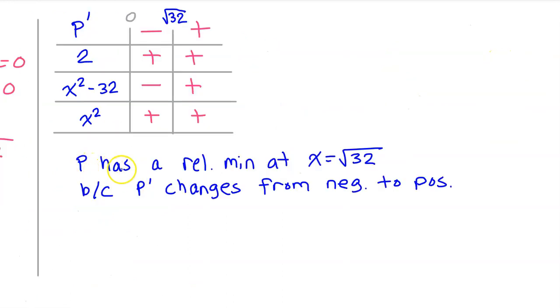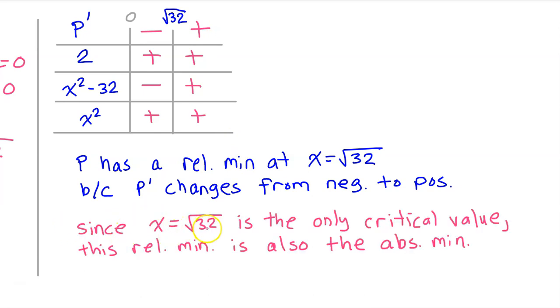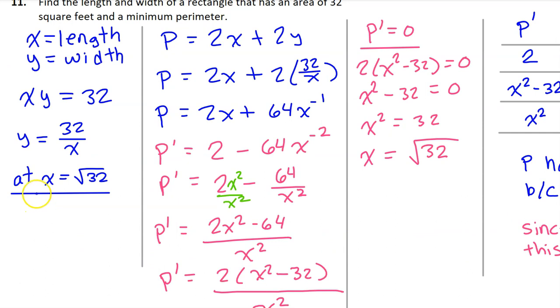The first derivative test tells us that p has a relative min at x equals radical 32 because p prime changes from negative to positive. To convert from relative min to absolute min, we need the second statement. Since x equals radical 32 is the only critical value, this relative min is also the absolute min. So far we found the length x, but we still need to find the width y. At x equals radical 32, y will equal 32 over radical 32.